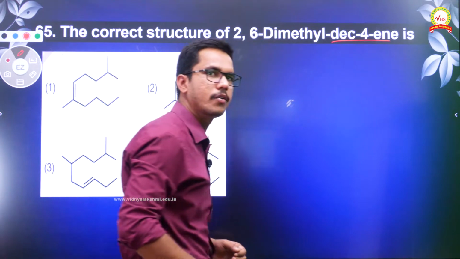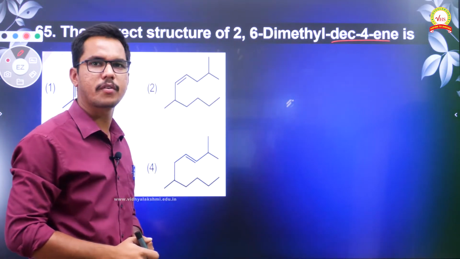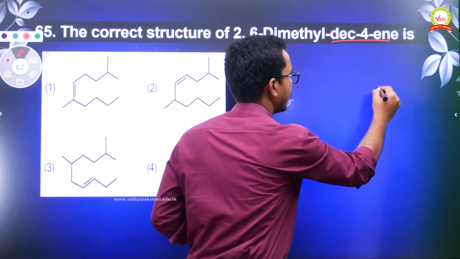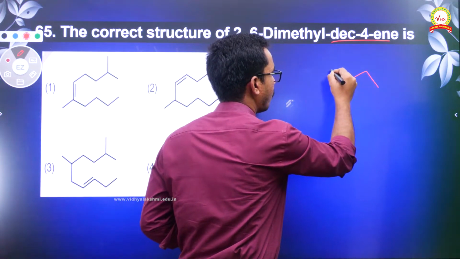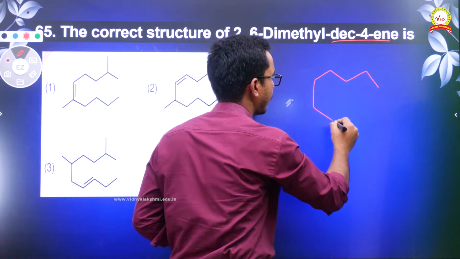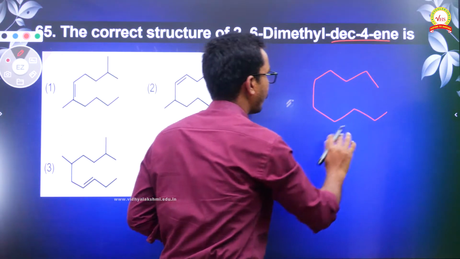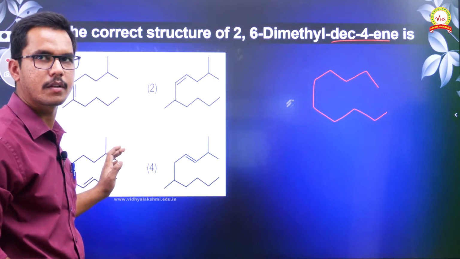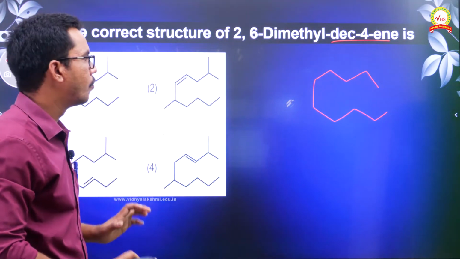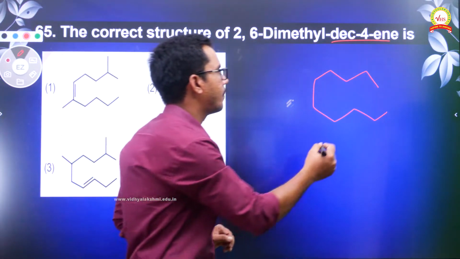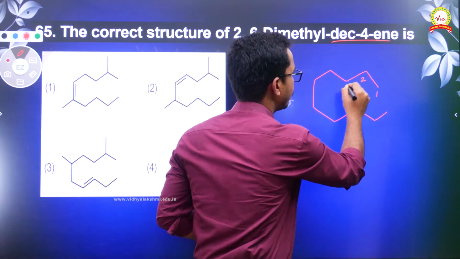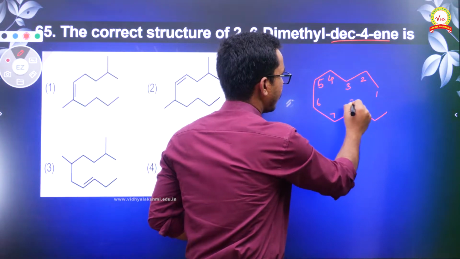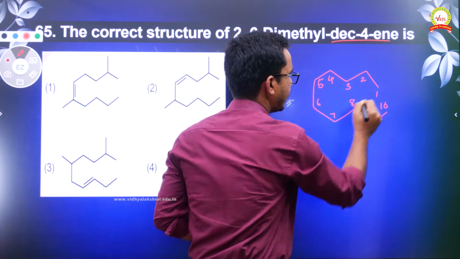It is 2,6-dimethyl-dec-4-ene. Dec-4-ene. Dec means how many carbons? 10, right? Let me take 10 carbons here. 1, 2, 3, 4, 5, 6, 7, 8, 9, 10. I am taking this format because after writing the compound, we can easily compare with the given options, right? We have 10 carbons. Let me give the numbering also here: 1, 2, 3, 4, 5, 6, 7, 8, 9 and 10.